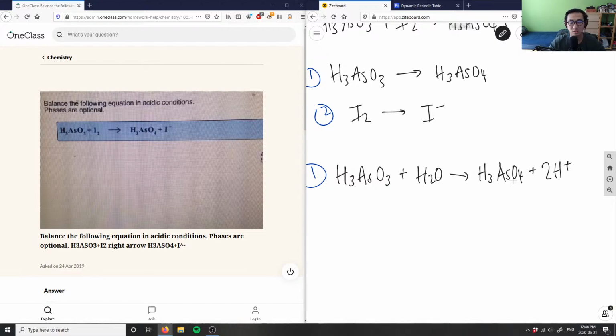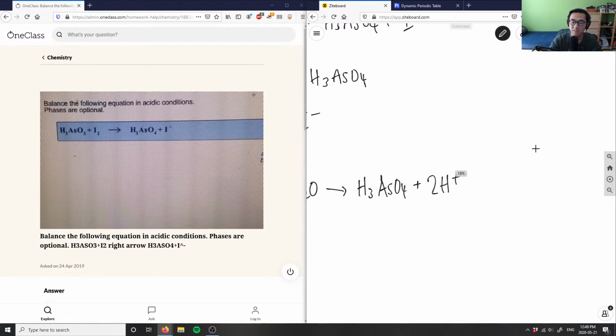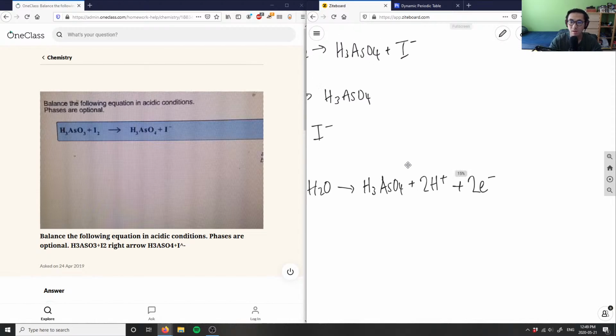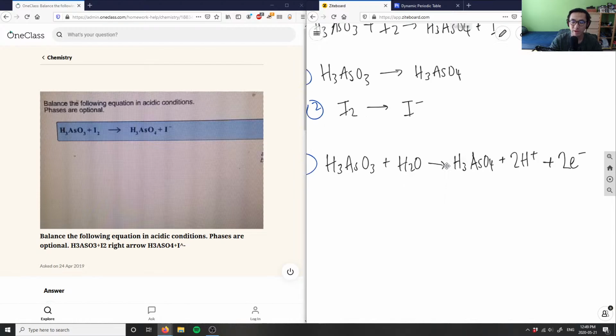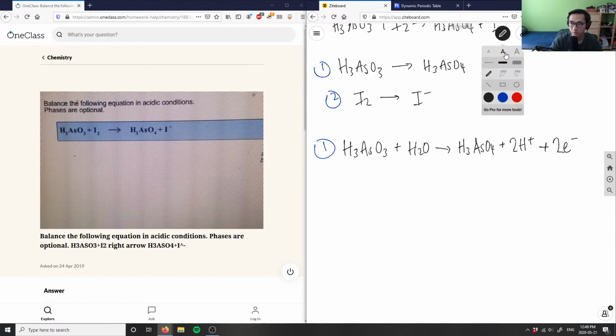But now we have another issue, which is the charges, right? The charges here are off. I have a 2 plus charge here and a 0 charge here. So I want to make this a 0 charge. If I want to do that, I simply have to add 2 electrons to the side to balance out the charges. So I can add 2 electrons to the side. And this will be a balanced half reaction for this arsenic part first.